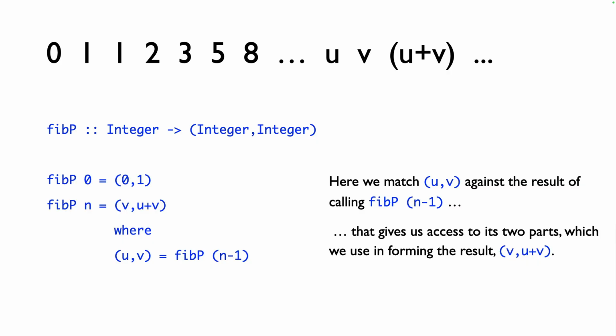So this definition, where we return pairs rather than single numbers, is very efficient. And you can see we've used the where clause here, this local definition, to extract the first and second half of fib p applied to n minus 1.